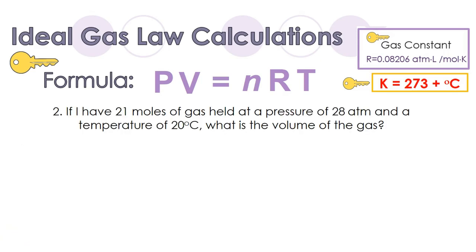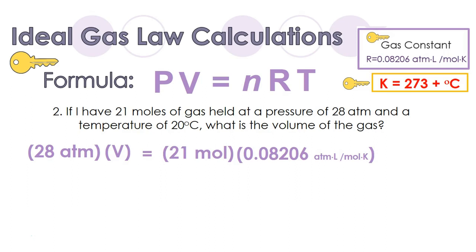Let's take a look at another problem. If I have 21 moles of a gas held at a pressure of 28 atm and a temperature of 20 degrees Celsius, what is the volume of the gas? We do have our pressure in atm, which is good. We're trying to figure out what our volume is. That's going to equal the number of moles. We can add in our gas constant and change our temperature to degrees Kelvin. When you do the math, you're going to see we're going to get a volume of 18.03 liters.